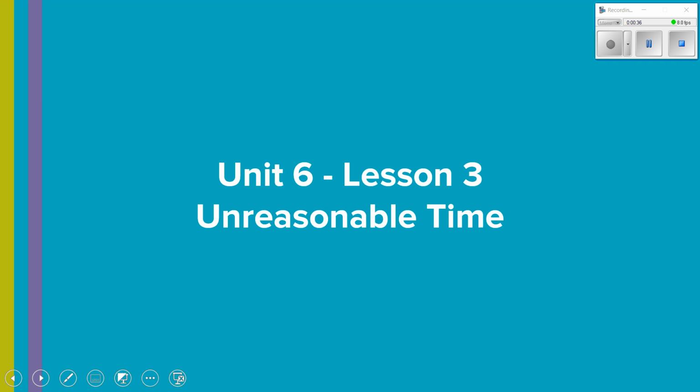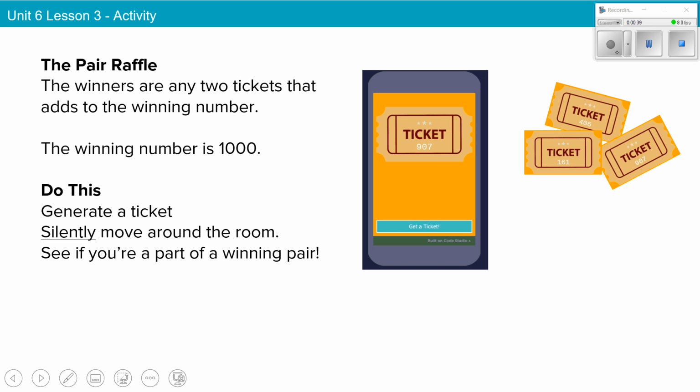So we're going to talk raffles again. Before, it was just a simple raffle of, does somebody have the number we're looking for? So this is what's called a pair raffle. In a pair raffle, you're looking for two people whose tickets add up to the winning number. So if I have 100 people in the room and the winning number is 1,000, I'm looking for two people that when I add their ticket numbers, I get 1,000. So if somebody has number 907 and they're partnered with number 93, that would be the winning two tickets.